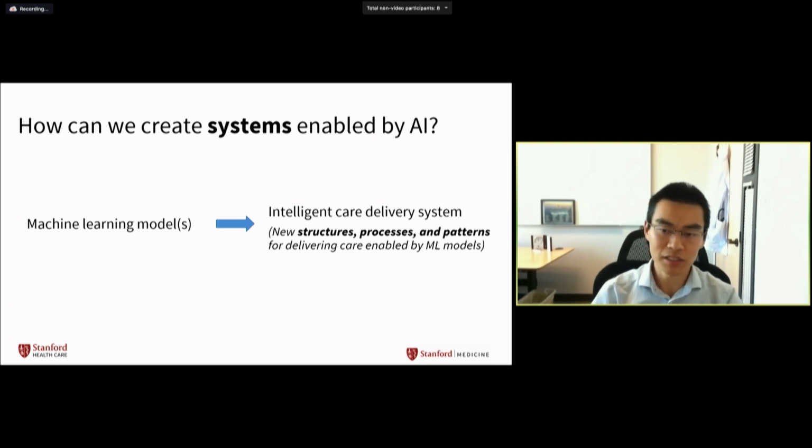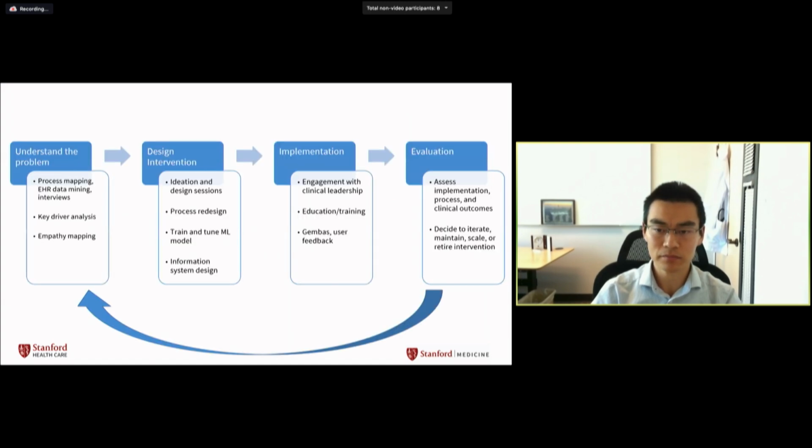I think this framing is important because it allows us to define the space in which we develop AI solutions. Traditionally, we mostly think of AI as synonymous with machine learning. But I think that for AI to truly drive solutions for the most pressing problems, like the COVID-19 pandemic, we have to think about how to develop entire systems, including the structures, the processes, and patterns of care delivery that can be enabled by machine learning models.